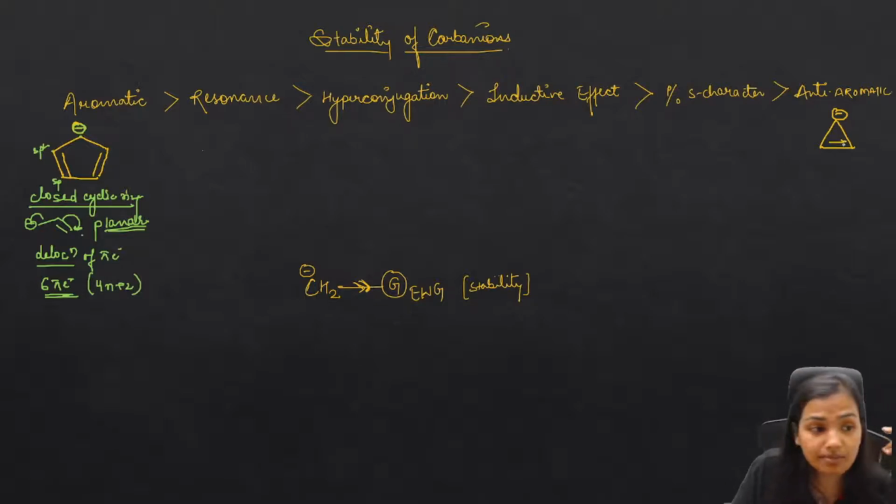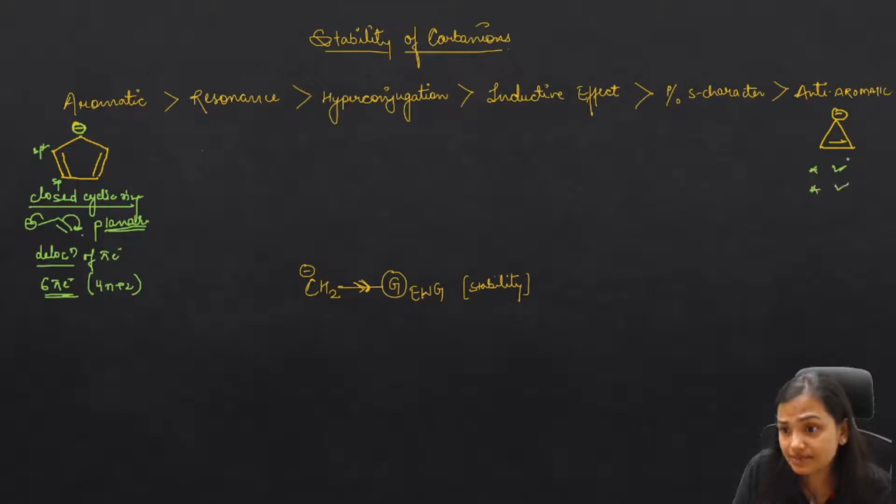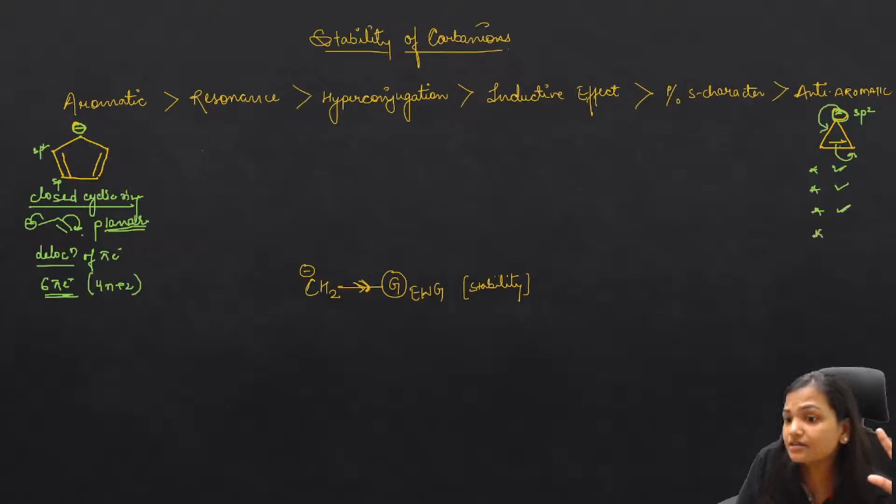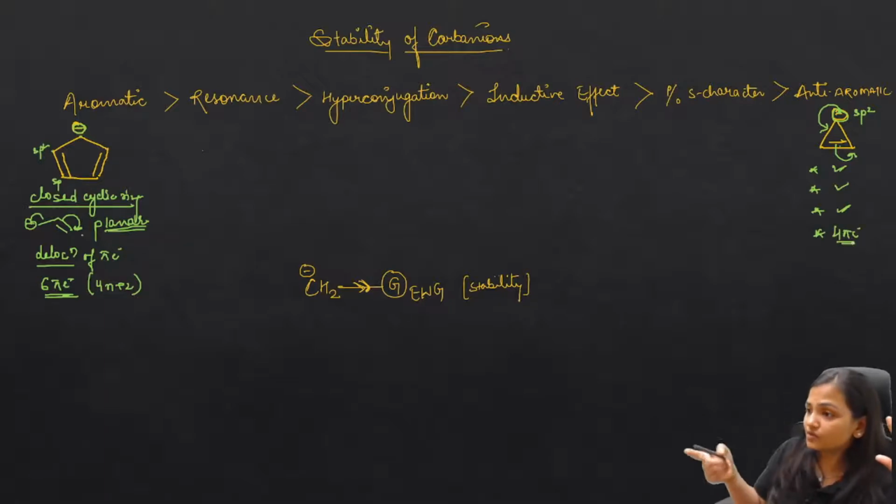And here, what is happening? This is a closed cyclic ring; the first point is clear. The second point, this is planar. Yes, absolutely, the negative charge is in resonance with the pi bond, so this is also sp2. The third point, there has to be delocalization of pi electrons. Yes, there will be delocalization of pi electrons. The fourth point, there are 4 pi electrons.